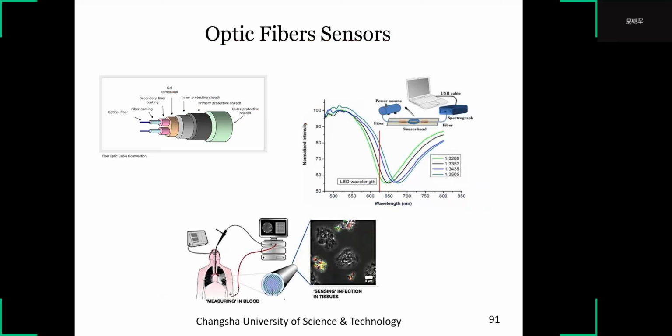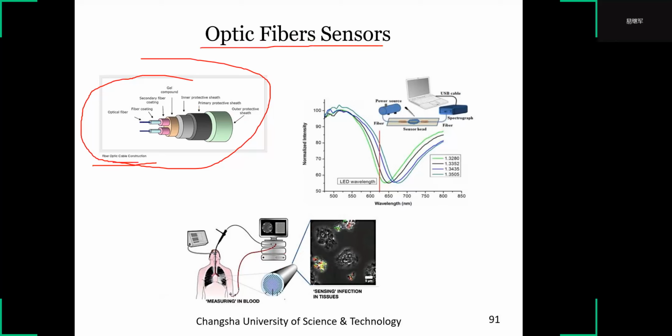This is the fiber optic cable structure construction. We use the optical fiber sensor in measuring blood, or to check the inside of the body.